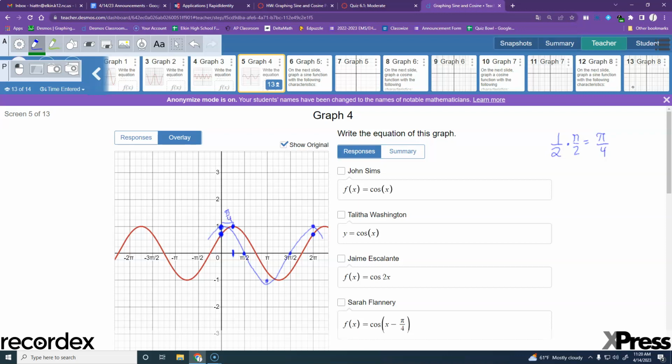So for cosine, what you want to do is shift to the right pi over 4. So that is going to be this answer right here: f of x equals cosine of x minus pi over 4.